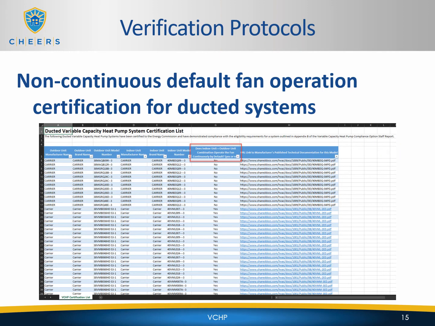You will use the same list that you used for the low static certification to verify that this system does not operate the fan continuously by default. So you can see we've got that column there highlighted in red. And so what you'll do is you'll look up the indoor and outdoor unit on this list, and it will either indicate a yes or a no as to whether or not it operates that fan continuously by default. So since it's non-continuous that you're looking for, you want to make sure that it has an answer of no.